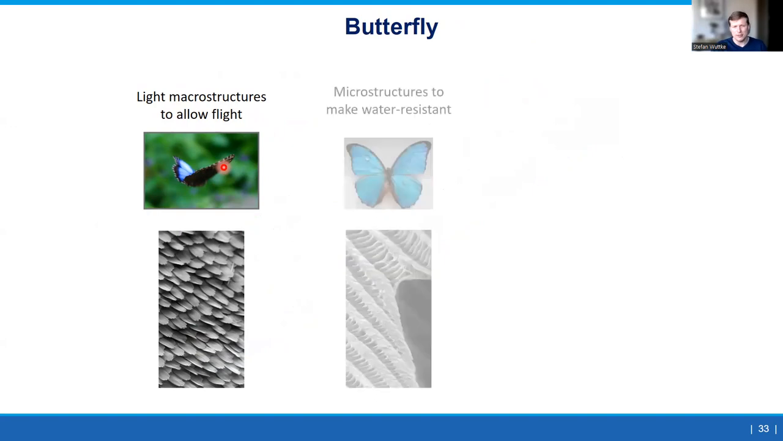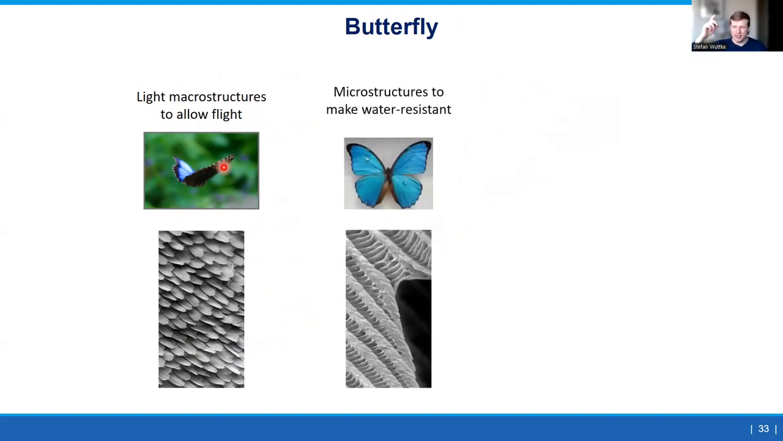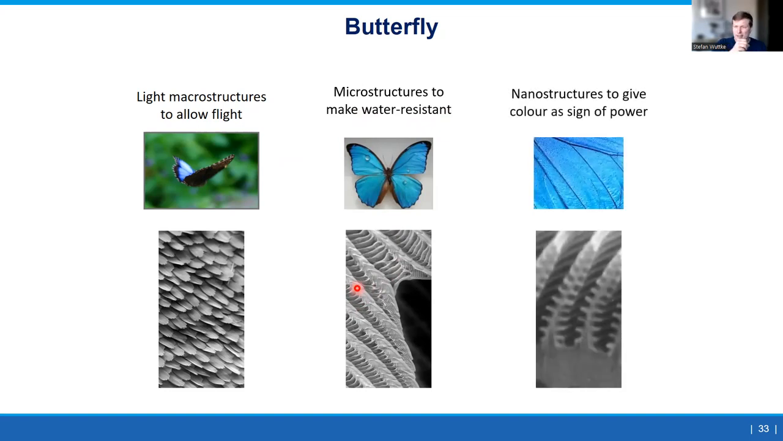This is very important. Then if you zoom inside, so a characterization, and we zoom now inside, we have a structure that makes the material water resistant. So due to the structuring of a material at the nano level, you can make a material water resistant. This is totally fascinating. And if you go even closer to the nano structuring, you can make photonic crystals.